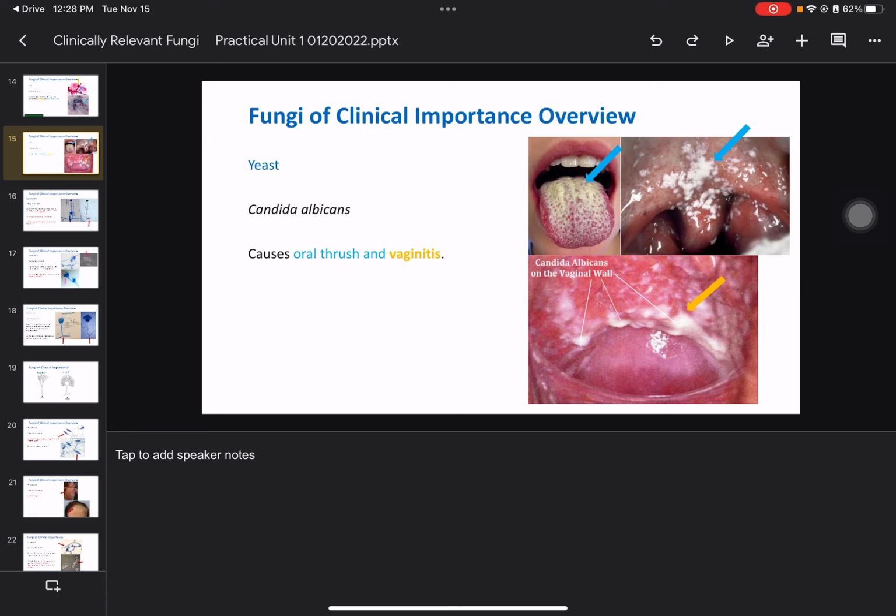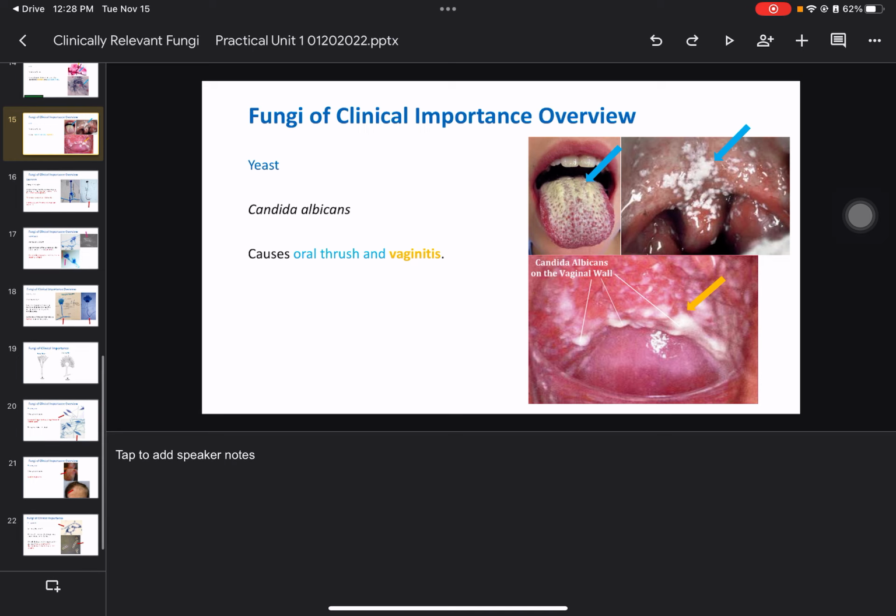But then also you can have a vaginitis, right? And so the bottom image is of vaginitis. Okay? Gross? All of it. Like your grandparents would wash their dentures.